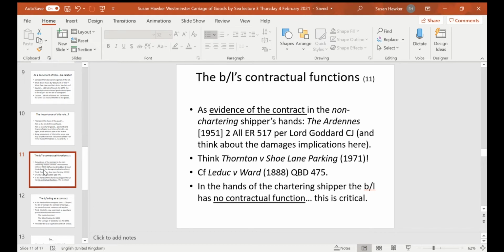And now we come on to the Bill of Lading as a contract, its contractual functions. So as I said earlier, it's evidence of the contract in the non-chartering shipper's hands. And above the water level of the iceberg, when we lawyers talk about something being evidence of a contract, what we mean is it is admissible into court to prove or disprove what is said about the contract. And that's exactly what happened here in the Ardennes.